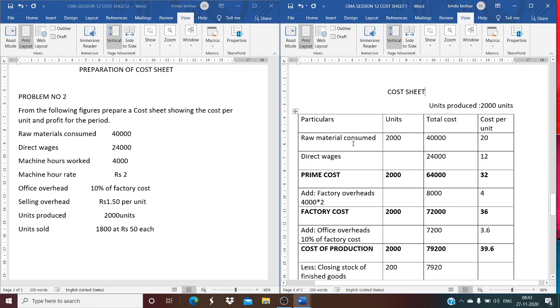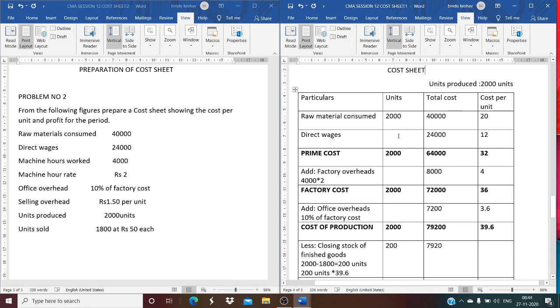First, we need to find out the prime cost. Prime cost is the sum of direct materials, direct wages and direct expenses. In this problem, we have information about the direct materials and direct wages. Raw material consumed 40,000, and the number of units is 2000. 40,000 divided by 2000 units, cost per unit is rupees 20. Direct wages 24,000, number of units 2000, 24,000 divided by 2000, cost per unit is rupees 12. Direct expenses information is not given, only these two items are here.